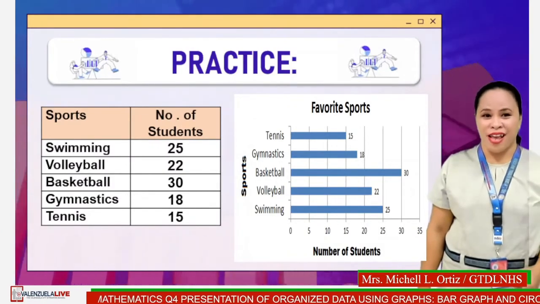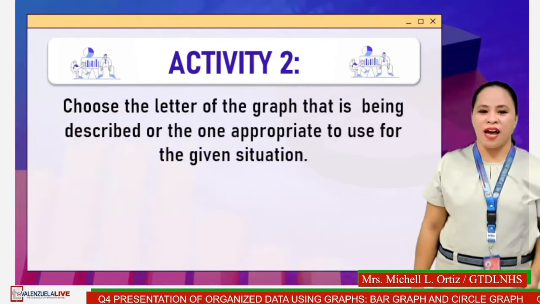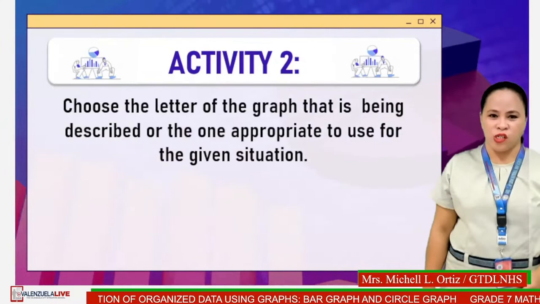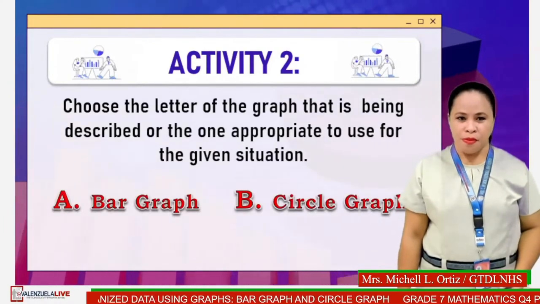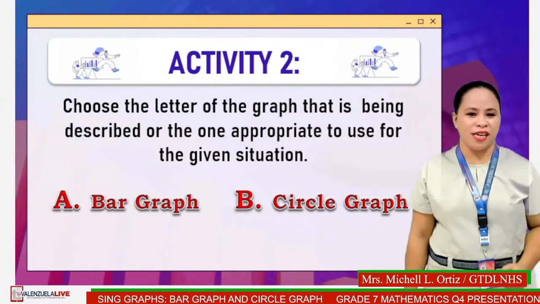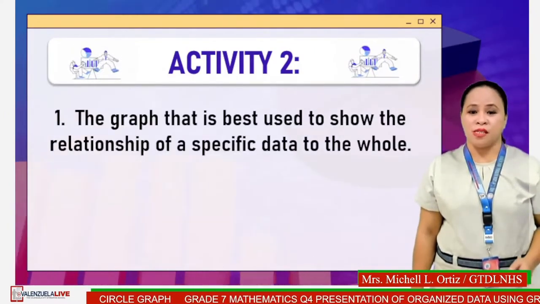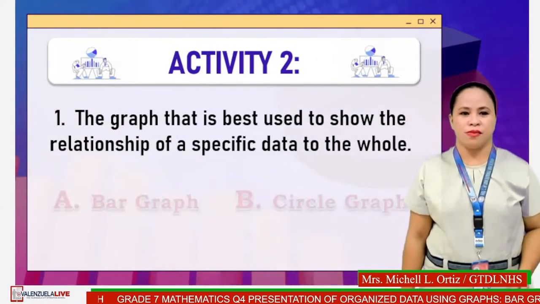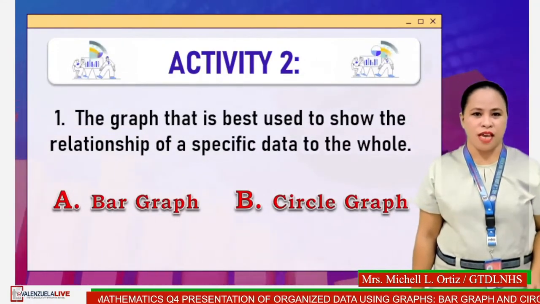Are you now ready for our last activity? Choose the letter of the graph that is being described or that is appropriate to use for the given situation. Write A for bar graph and B for circle graph. You have 5 seconds to key in your answer in the comment box below. Number 1. Graph that is best used to show the relationship of a specific data to the whole. Letter A, bar graph, B, circle graph. 5 seconds, go.